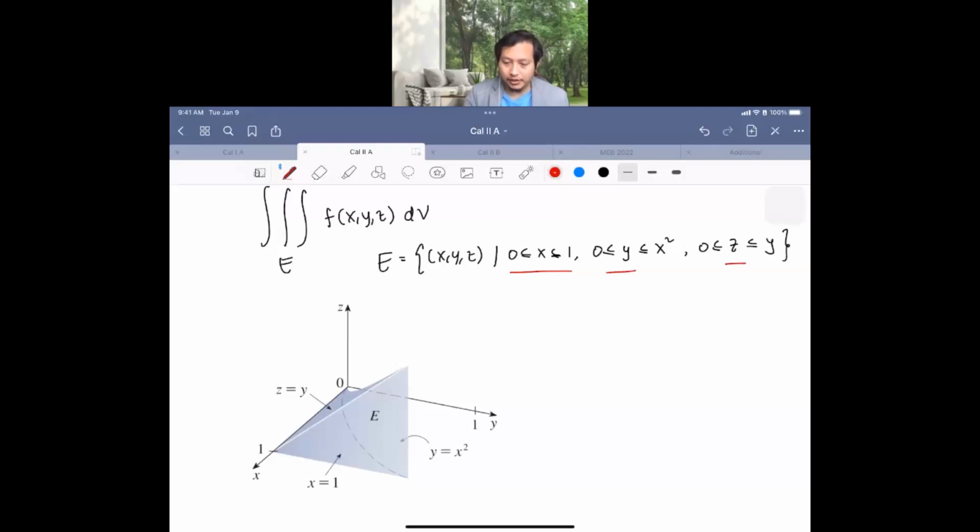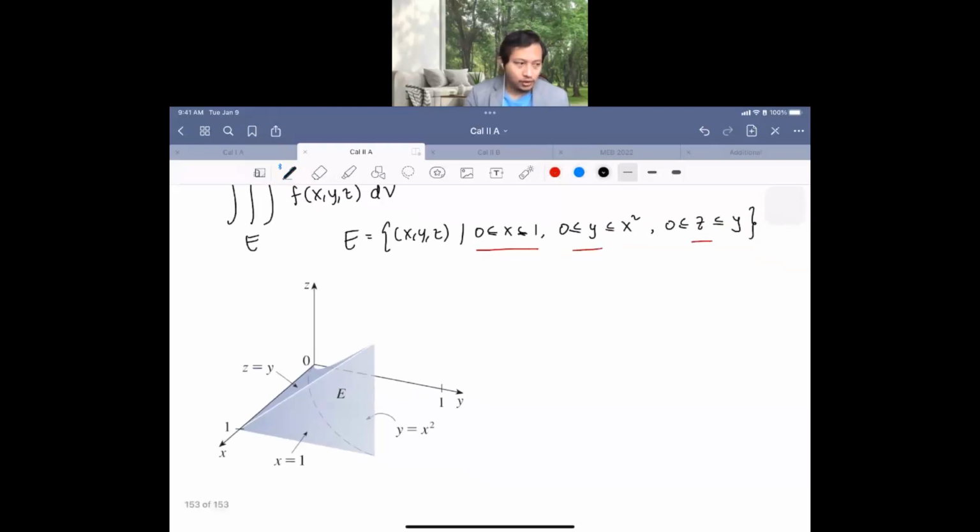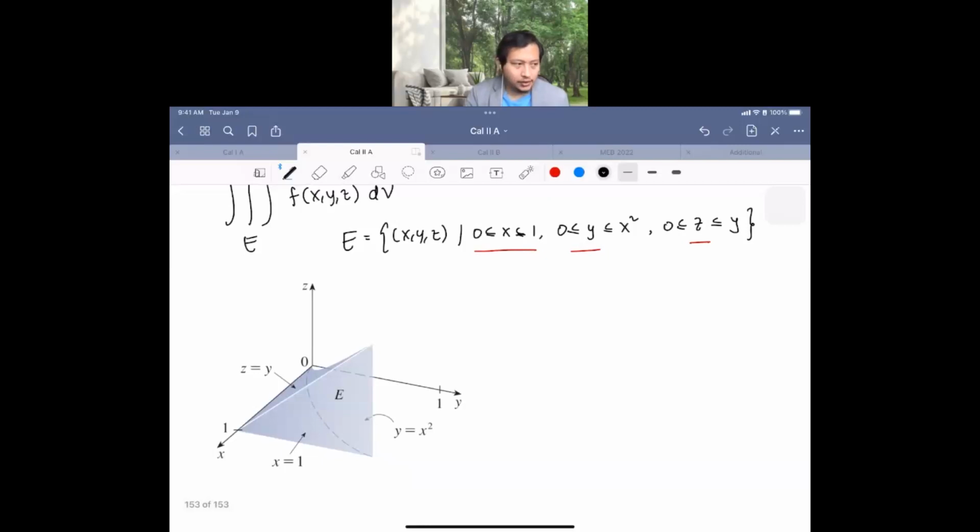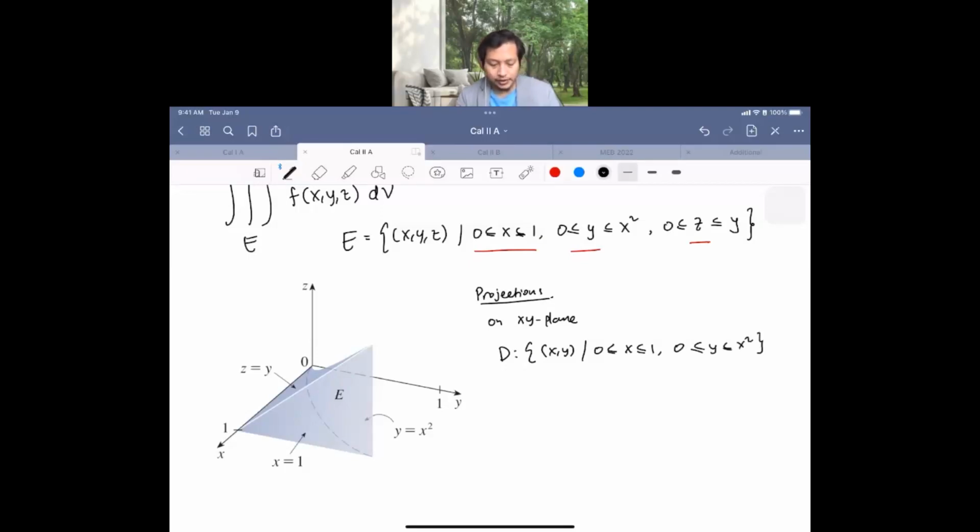Okay, now from this figure, we could write the projections. So projections: the projection on the xy plane. If we see the xy plane, we could see the D becomes 0 ≤ x ≤ 1, and then 0 ≤ y ≤ x squared, right? If you look just at the xy plane.